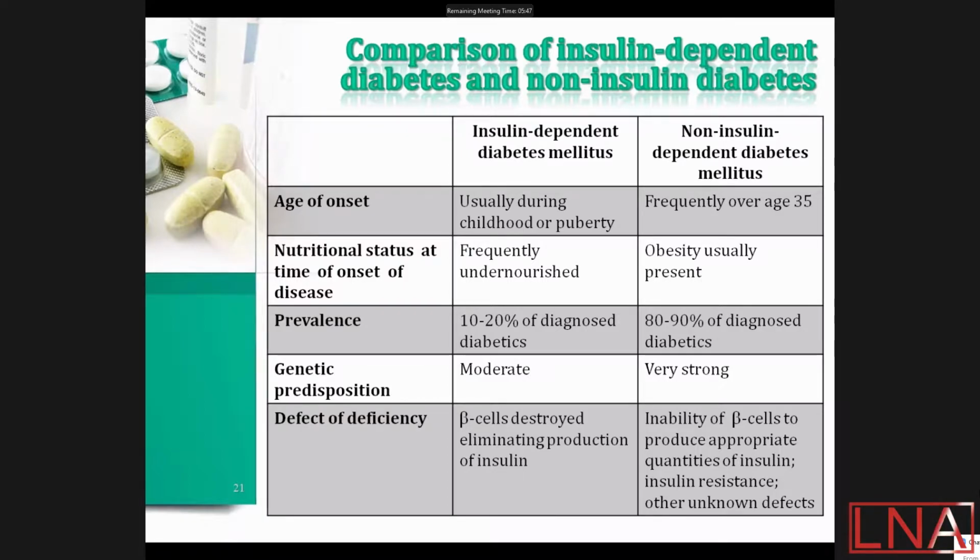Genetic predisposition: non-insulin-dependent diabetes has a very strong predisposition, and there is a high risk of having diabetes if parents or grandparents had it. And the effect of deficiency: for type 1, as I said, damage or destruction of beta cells. And for the second type, inability of beta cells to produce an appropriate amount of insulin, or insulin resistance.